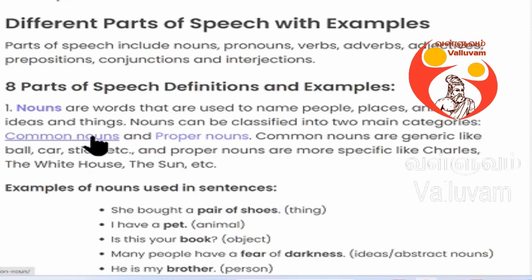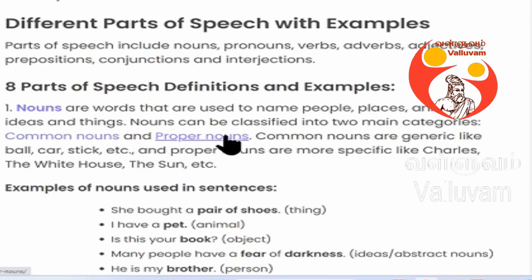And then the nouns can be common nouns or proper nouns. When I say Abhishan, is it a common noun or a proper noun? A proper noun. Why? Because it's a name.